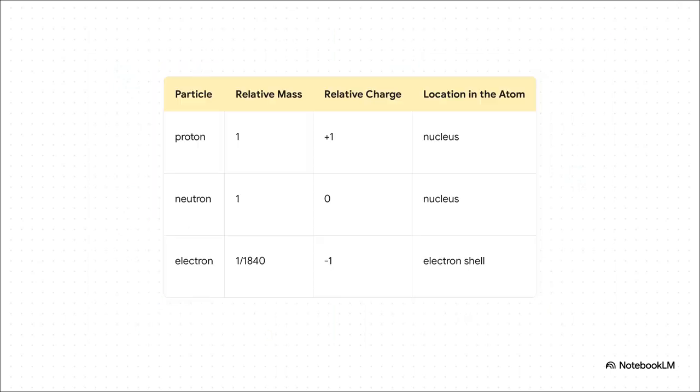Now here are their official stats. Look at the charges. Proton is +1, electron is -1, and the neutron is 0. This is key. In a neutral atom, the number of positive protons is always perfectly balanced by the number of negative electrons. Now check out the mass. Protons and neutrons are the heavyweights, each with a relative mass of 1. The electron, it's incredibly light. I mean, almost 2,000 times smaller. That means pretty much all of an atom's mass is crammed into that teeny tiny nucleus.